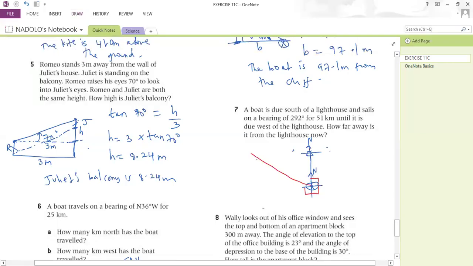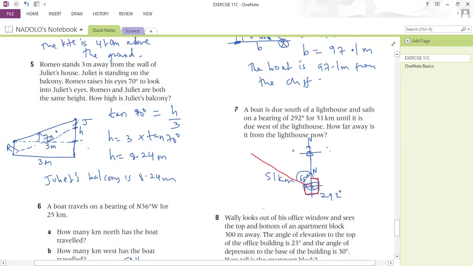of that. So remember, from here to here, this whole angle is 292 degrees. So the total angle should be 360 degrees. So if you subtract 292 from 360 degrees, you'll get that the angle remaining inside there is 68 degrees. So 68 degrees. So for 51 kilometers, it will cover 51 kilometers until it is due west.